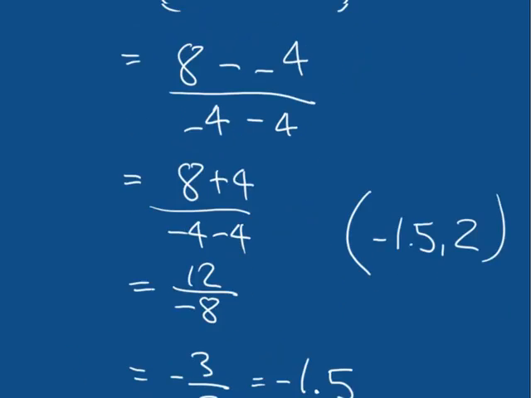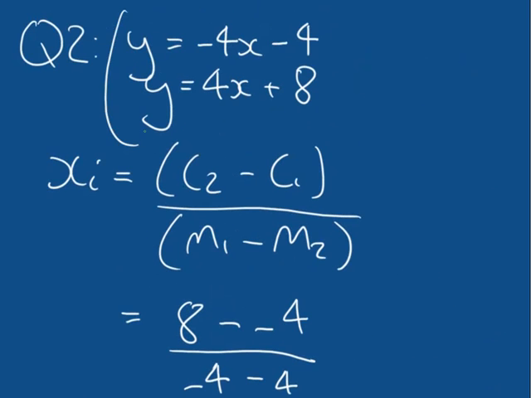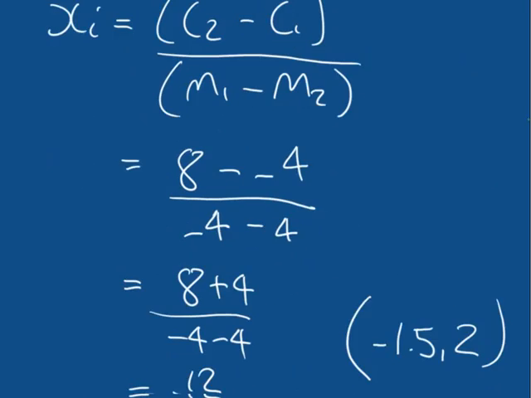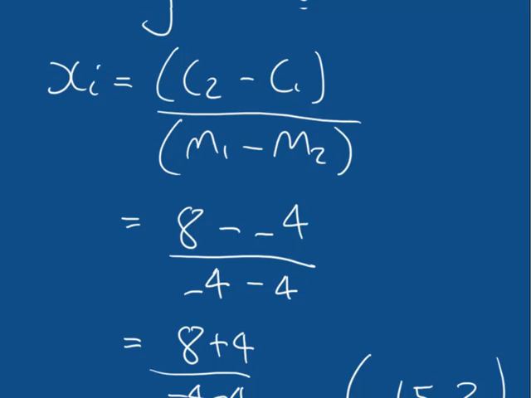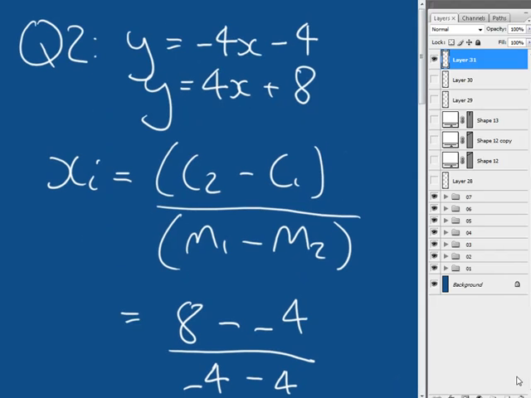So the intersection point between these two lines is the point minus 1.5 in x and 2 in y. I'd like to set just one last question before I wrap this video up. So bring up a new whiteboard layer, and question 3.